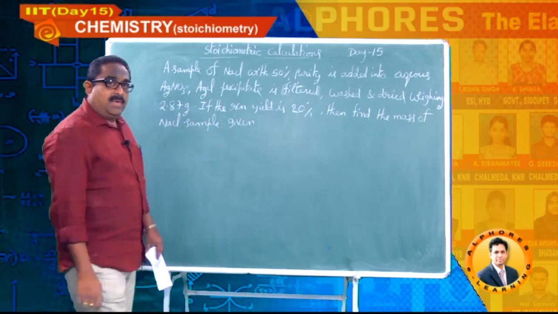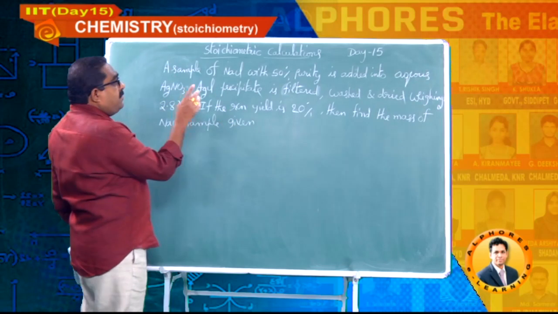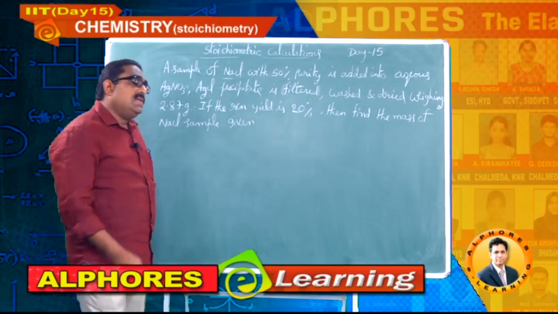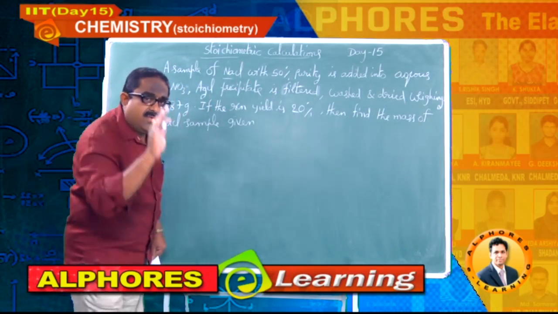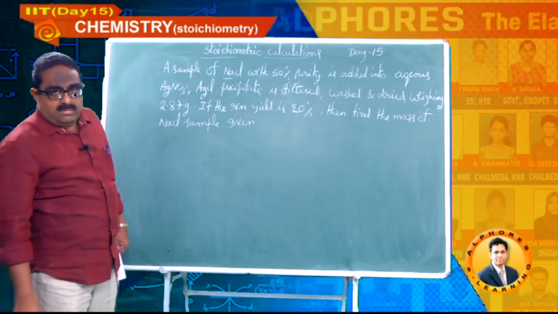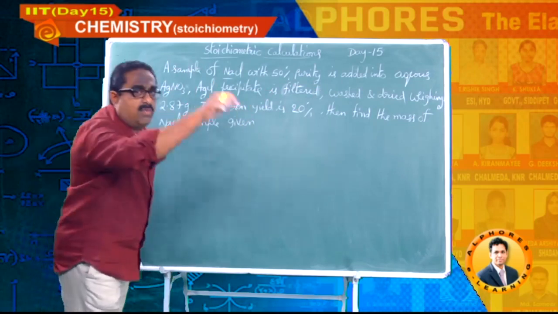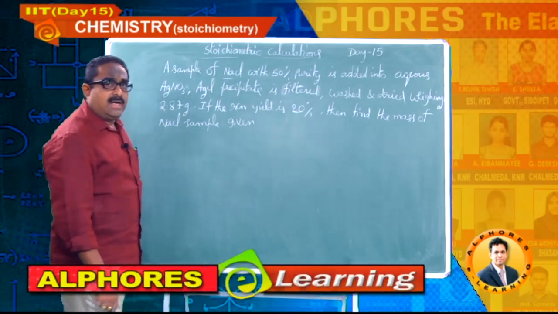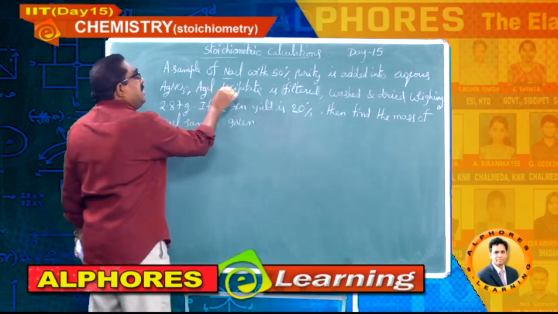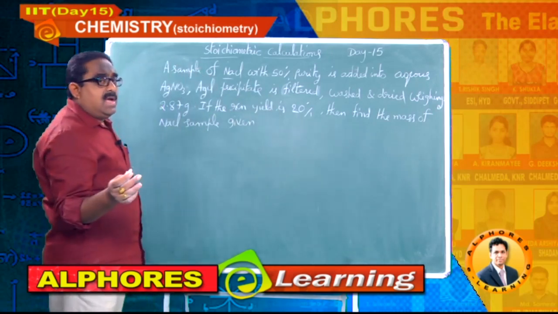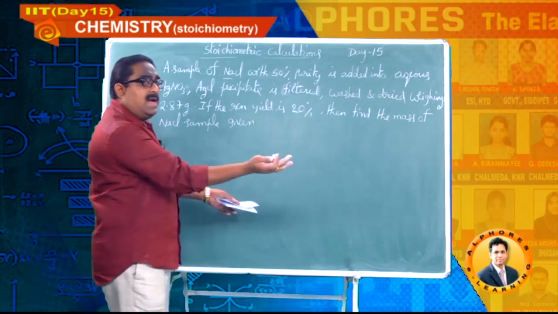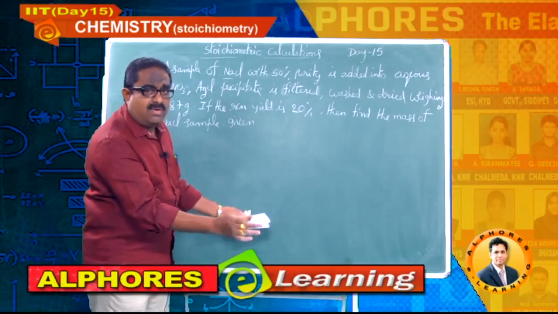This is the question. I am repeating, students, so please write down. A sample of sodium chloride with 50% purity means if you are given 100 grams, 50 is unwanted material and only 50 grams is sodium chloride. It is added to aqueous silver nitrate solution. The silver nitrate, a colored powder, is dissolved in water. That solution is called silver nitrate aqueous solution. From that he is getting silver chloride precipitate, and he has filtered that precipitate, washed it with water and finally dried it.